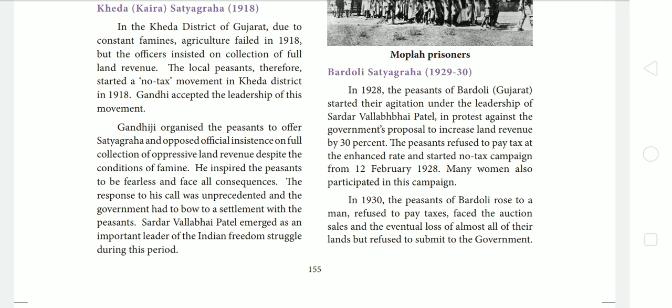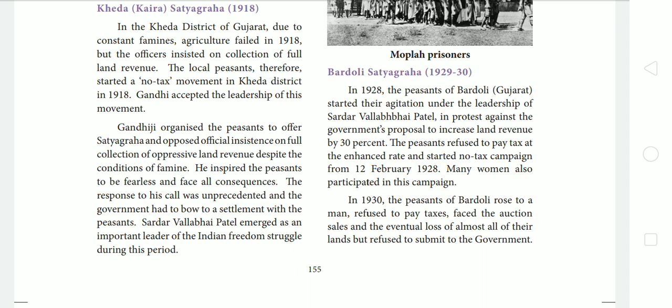Kheda is a district in Gujarat. Due to constant famine, the agriculture failed in 1918. But the British officers forced the peasants to pay the land revenue. So the local peasants started a no tax movement in Kheda district. No tax movement means they decided not to pay tax to the British government. Gandhi accepted the leadership of this movement.